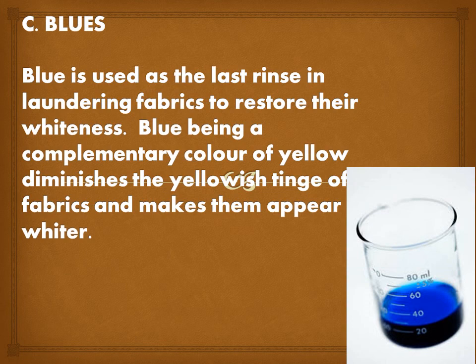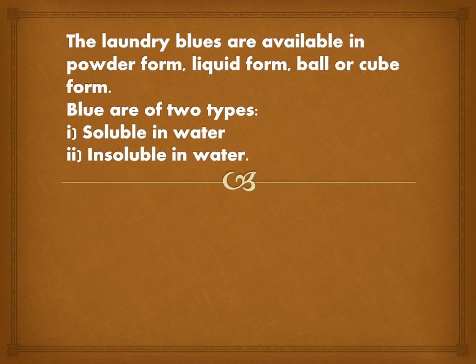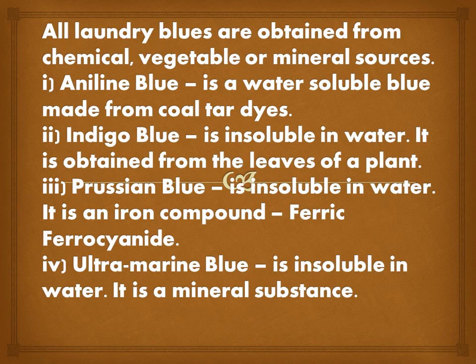Next we come to blue. Blue is used as the last rinse in laundering fabrics to restore their whiteness. Blue, being a complementary color of yellow, diminishes the yellowish tinge of fabrics and makes them appear whiter. The laundry blues are available in powder form, liquid form, ball, or cube form. The blues are of two types, soluble blues and insoluble blues, that means insoluble in water.